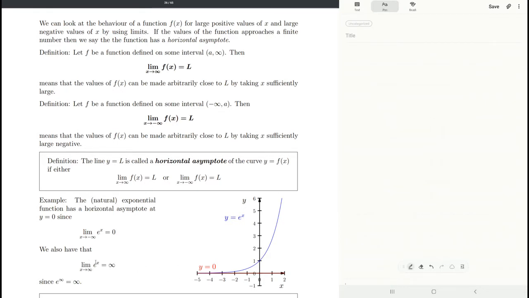Now we have that the limit of e to the x as x approaches infinity is equal to infinity, since e to a very large positive number is a very large positive number. So we see that as x increases in the positive direction, the exponential function will also increase, and there is no upper bound to the function.